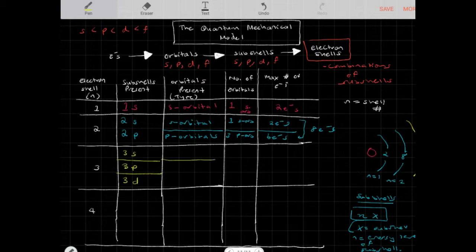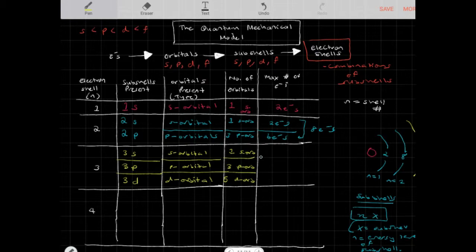In the s subshell, we have an s orbital. In the p subshell, we have a p orbital. In the d subshell, we have a d orbital. And we know that in an s subshell, we should have one s orbital. In the p subshell, we should have 3 p orbitals. And in the d subshell, we should have a total of 5 d orbitals.